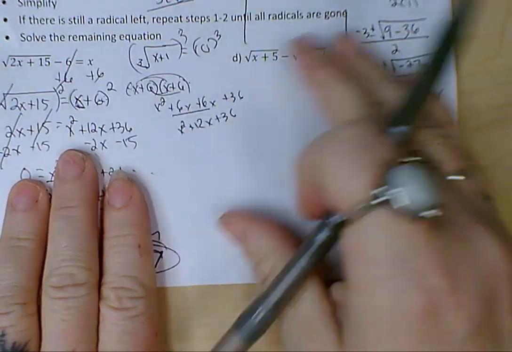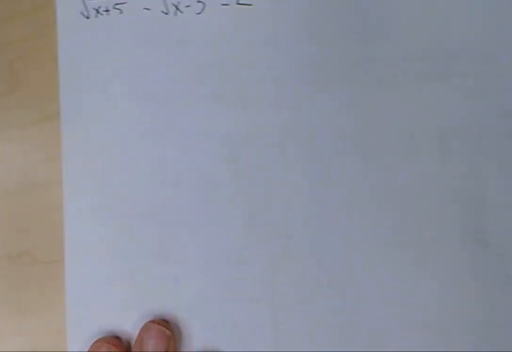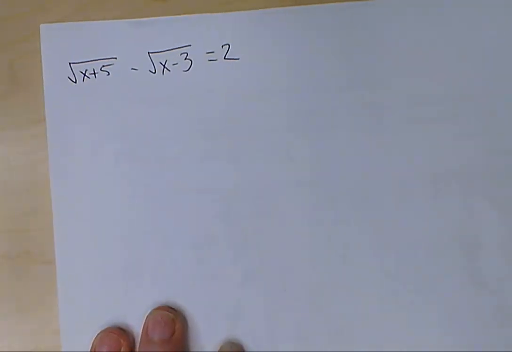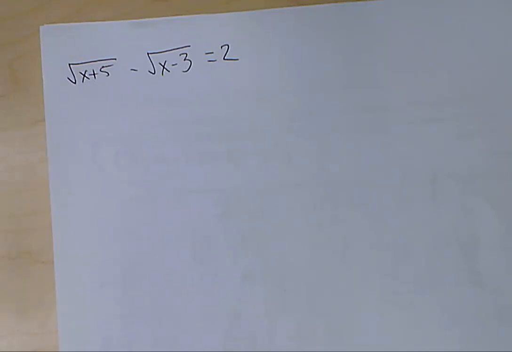For our next example, since I am running out of room here, I'm going to go ahead and just do that on the back of this page here. So this is what our next example looks like. So step 1 in solving a radical equation tells us to isolate the radical as much as possible. Notice that we do have two radicals in this example here.